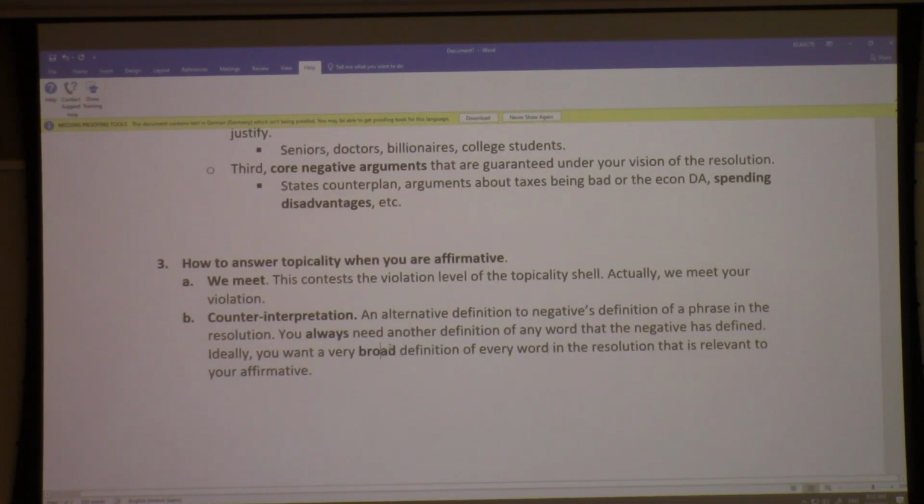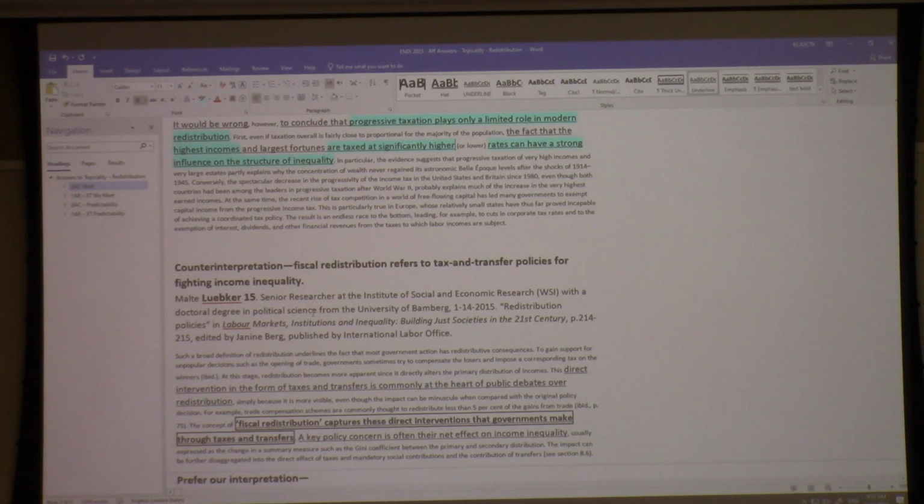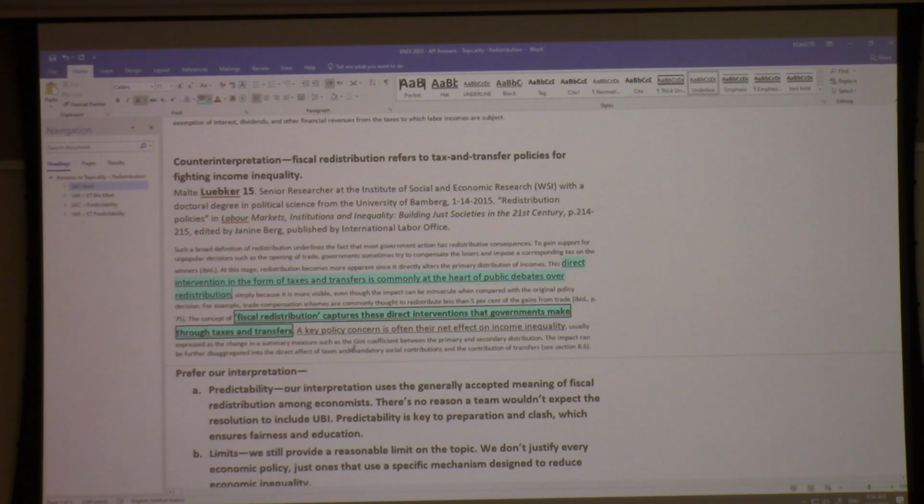So at a minimum, you want a broad definition of every word in the resolution that's relevant to your affirmative. So let's look at our counter interpretation. This is a broad definition that the affirmative obviously falls under. It is any tax and transfer program that is designed to fight income inequality. So fiscal redistribution captures these direct interventions that the government makes through taxes and transfers. So anything that is taxing money and giving it to a different group of people, as long as it is taxing high-income people and giving some money to low-income people, would fall under the phrase fiscal redistribution.